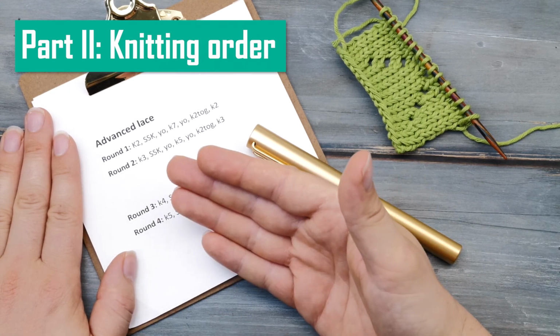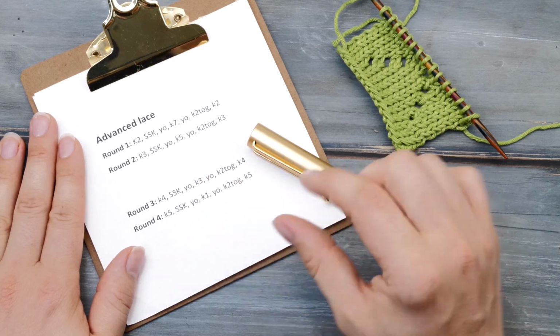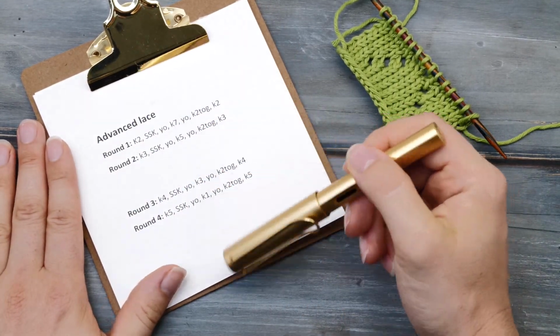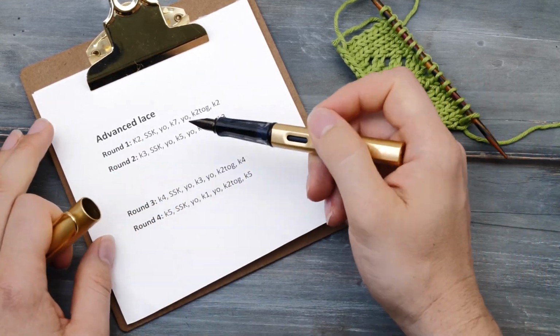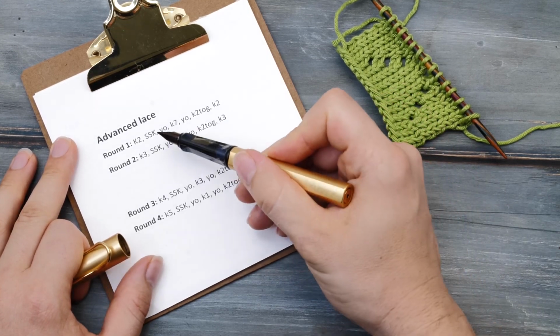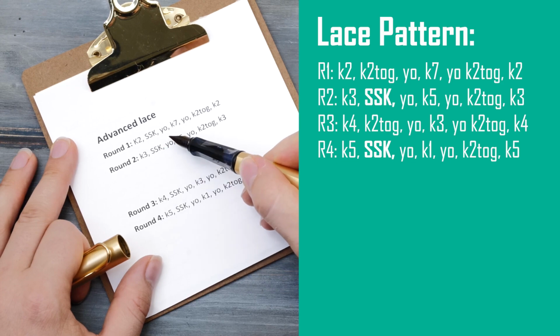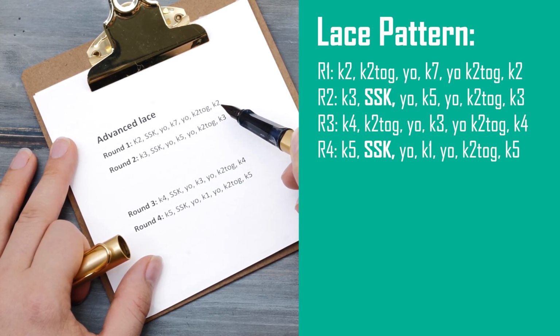So we covered the basics, but there is a little bit more you need to be aware of. A lot of advanced knitting patterns are not symmetrical. So if we go back to the little lace pattern from before, it would probably look like this with a left leaning decrease here on this side. So knit 2, SSK, yarn over, knit 7, yarn over, knit 2 together, knit 2.